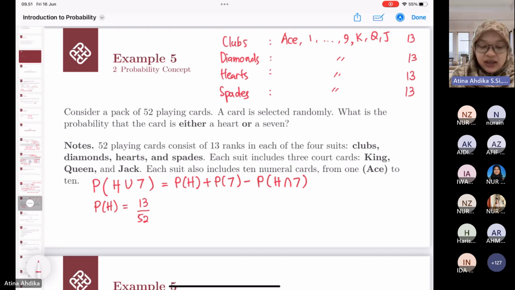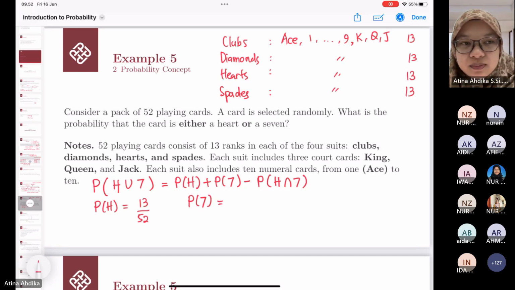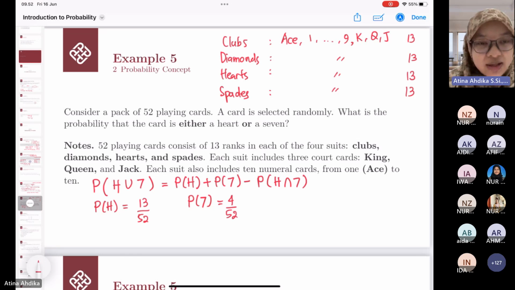Yes, right. And then the second question is, what is the probability of the card number 7? 4 over 52. Okay, 4 over 52, because we have 7 here, 7 here, 7 here, and 7 here. We have 7 in each suit. So in clubs we have 7, in diamonds we have 7, in hearts we have 7, and in spades we have 7. So we have 4 over 52.